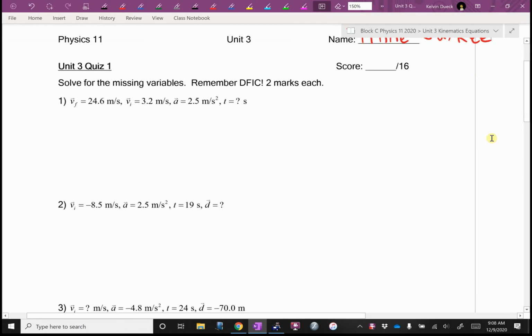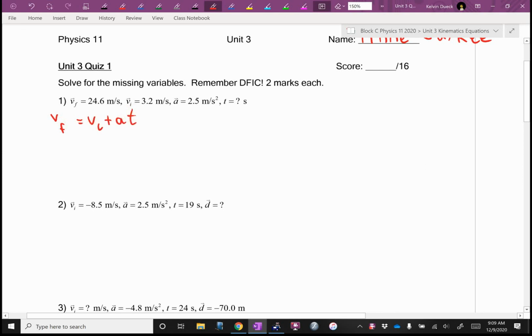Okay. Solve for the missing variables. Remember, each question is worth 2 marks. I'm going to give you a half mark for the equation, a half mark for rewriting the equation, a half mark for the numbers, and a half mark for the answer. In other words, I'm looking for an equation that has a VF, a VI, an A, and a T. I would give you a half mark if you had written this somewhere.